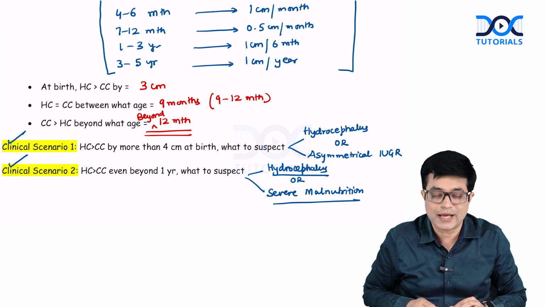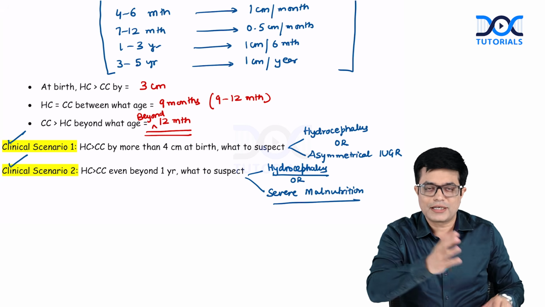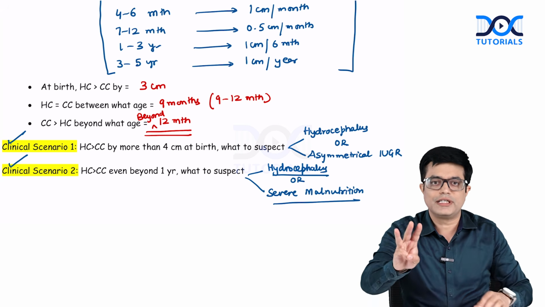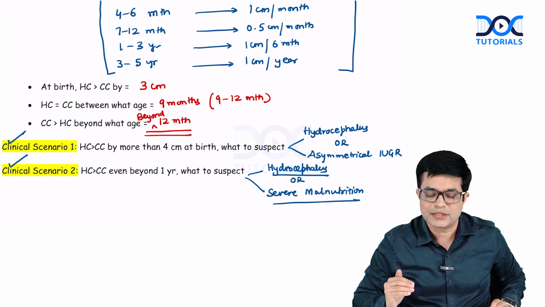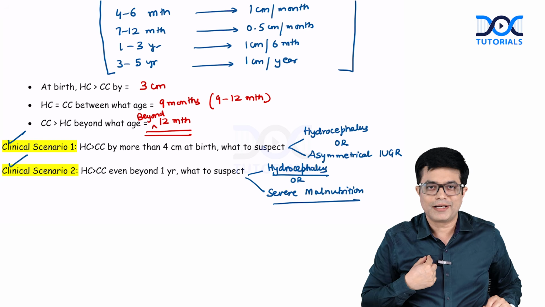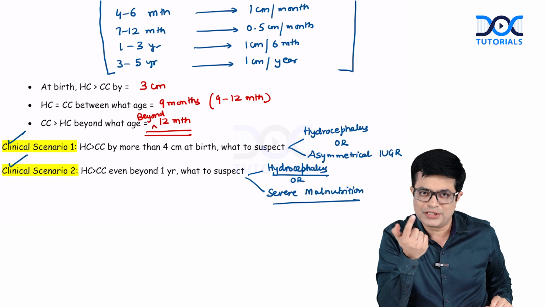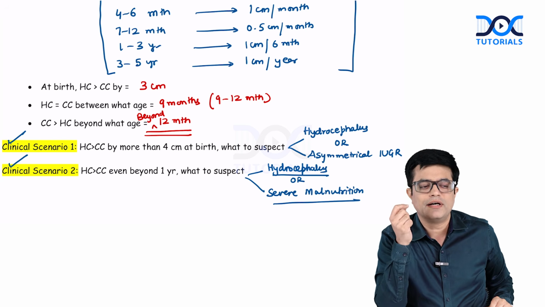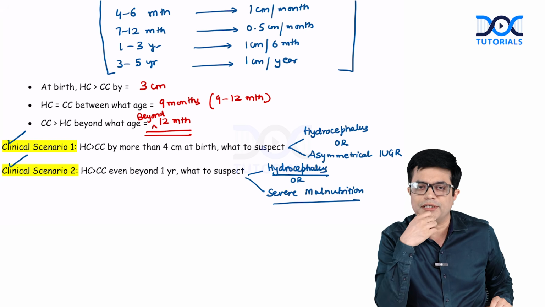And last way, an MCQ can be asked. I told you head circumference exceeds chest circumference by how much value? 3 centimeter at birth. What question can be asked in the exam? If I'm an examiner, I can make a very simple question to check your concept. I will say, a child was born, a normal term child, head circumference was found to be 34 centimeter. If it is a normal child, what should be the chest circumference?